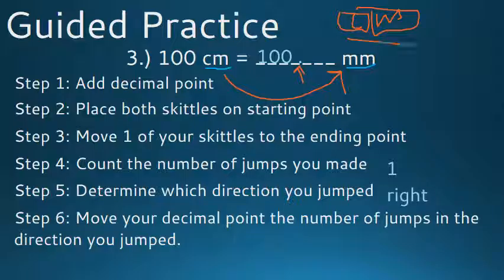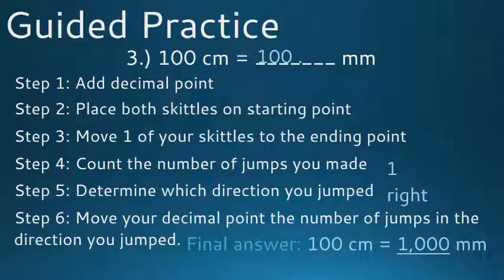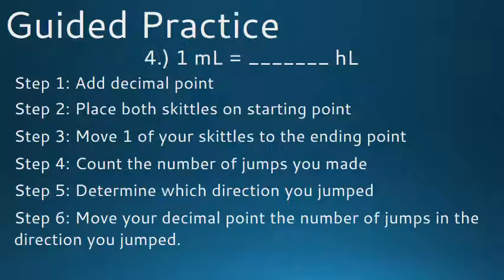So we went in this direction, which points to the right. So we're going to have to move our decimal place to the right to give us our final answer. So it started at 100 centimeters, and then we had to move our decimal place 1 position and add in a 0 in order to fill in the position that we jumped. So our final answer is 100 centimeters equals 1,000 millimeters.